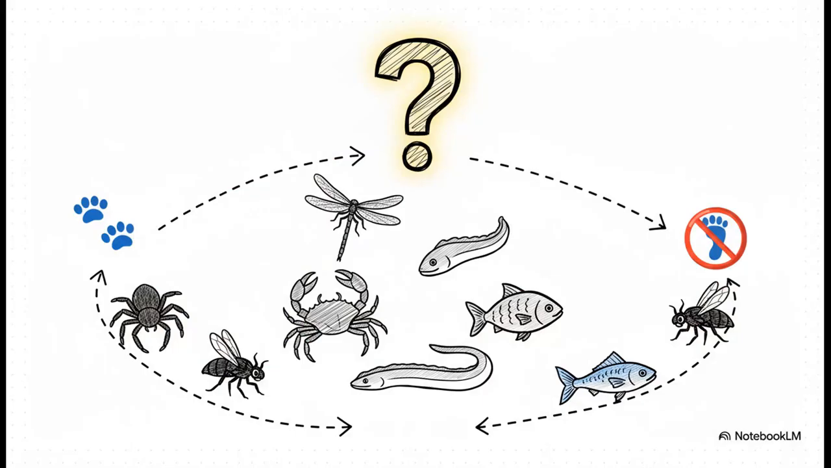So looking at our group, what's a great first question? It's pretty clear, right? Some of them have legs and some of them don't. That is the perfect starting point for our investigation. It's simple, it's clear, and it divides them perfectly.